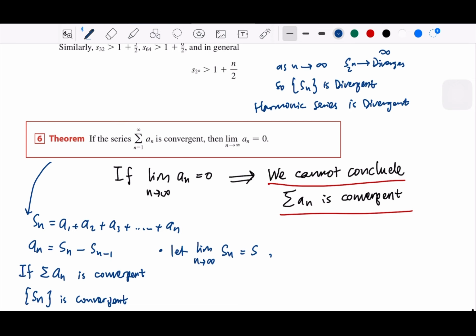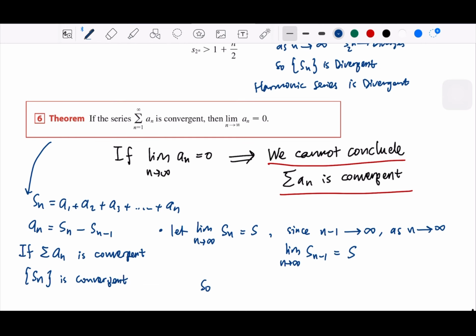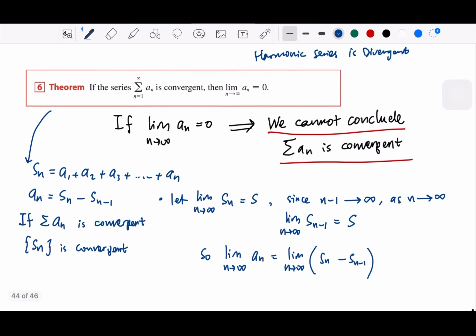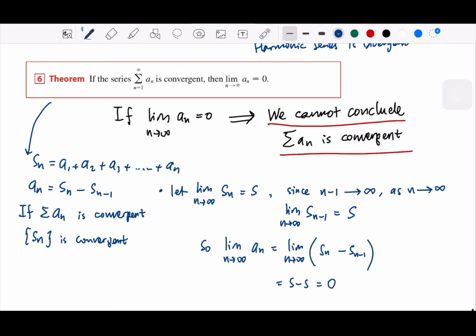Then since n minus 1 also approaches infinity as n approaches infinity, the limit of Sn minus 1 will also be S. So that's why the limit of an is the limit of the difference Sn minus Sn minus 1, which is S minus S, which is 0.